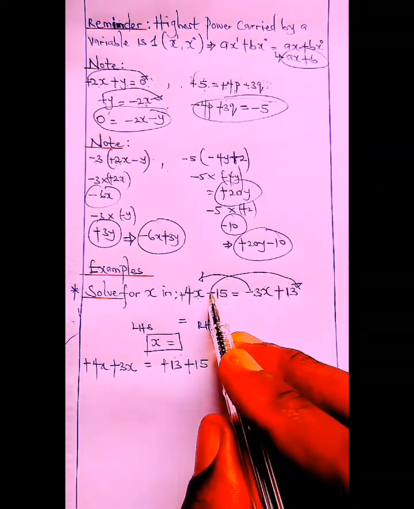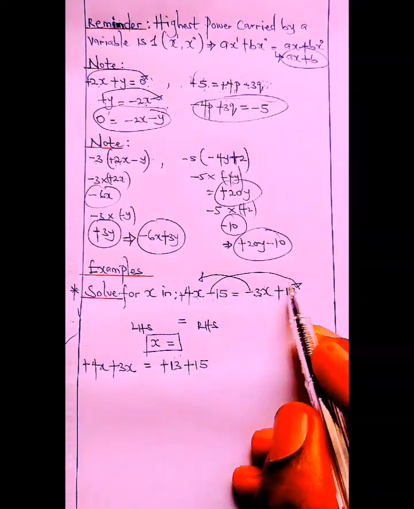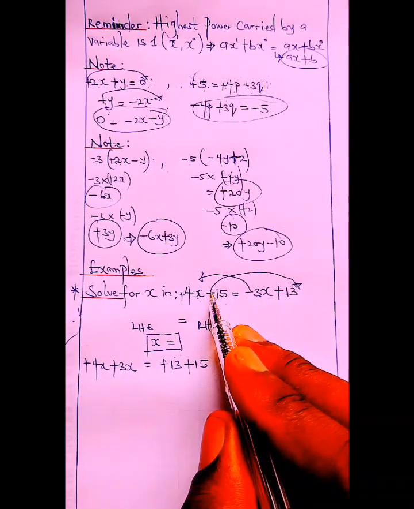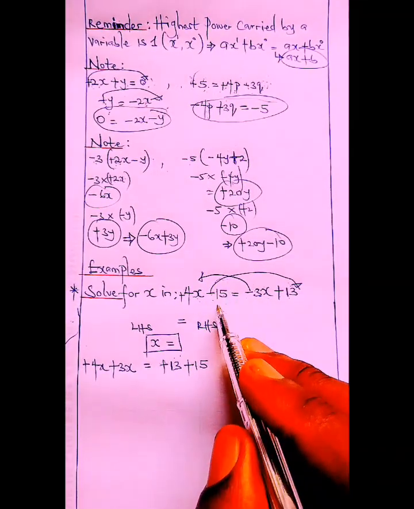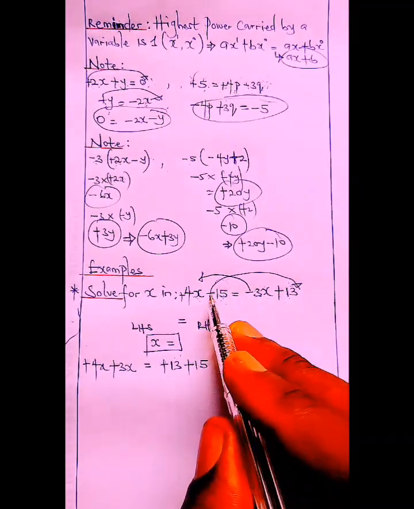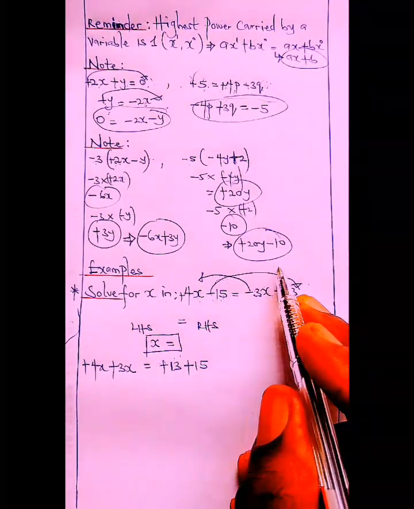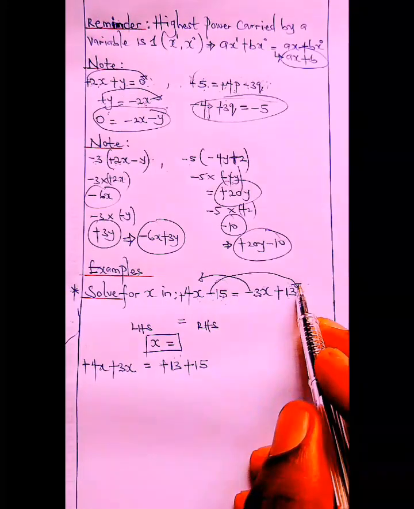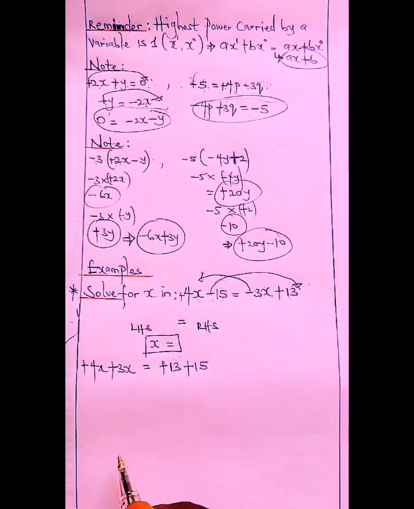Now, don't forget that when a quantity crosses the equality sign, it changes the sign it carries. Just like a person in Nigeria who goes to another country changes the naira to the currency of that very country. So minus 15 crosses and changes the sign. So what's the next thing you're going to do now?